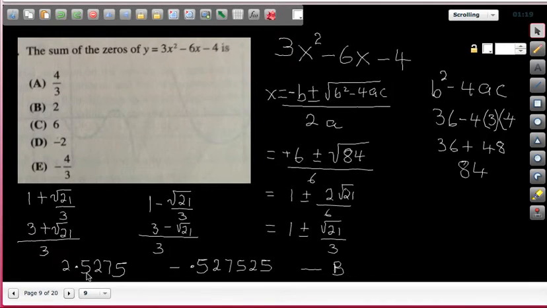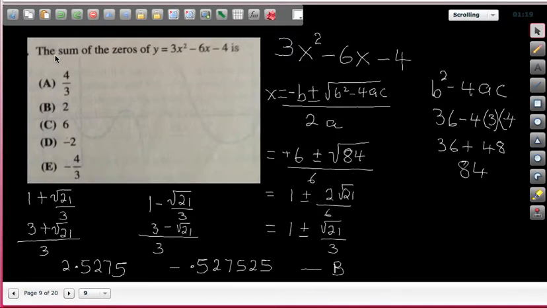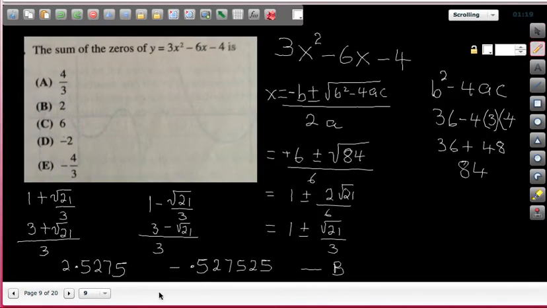Plugging this in my calculator, I get 2.5275. And for the second one, I get negative 0.5275. They're asking for the sum of the roots, so I have to add them, and the closest answer I get is actually very close to 2.